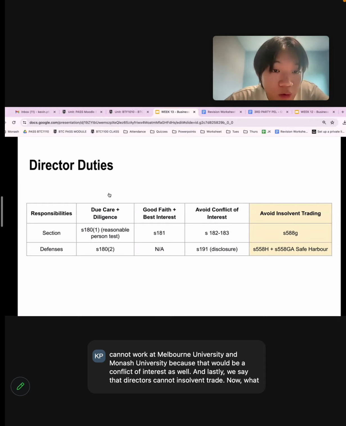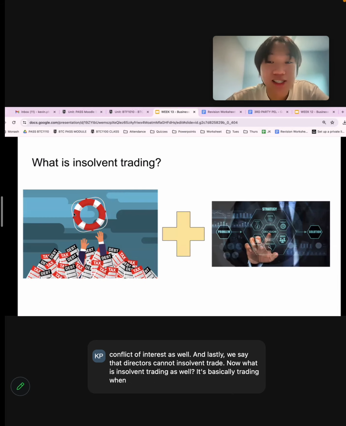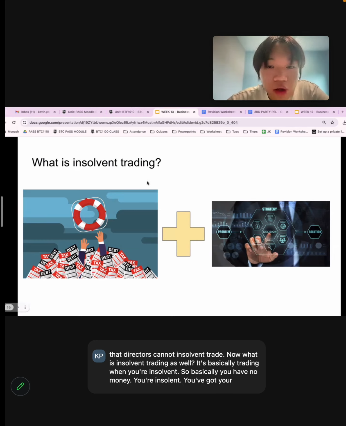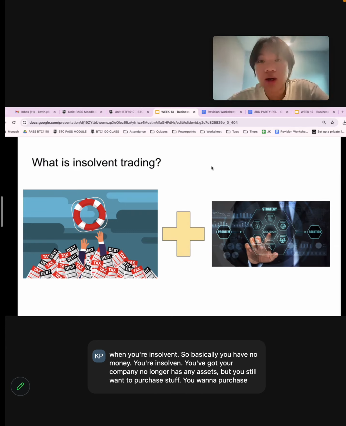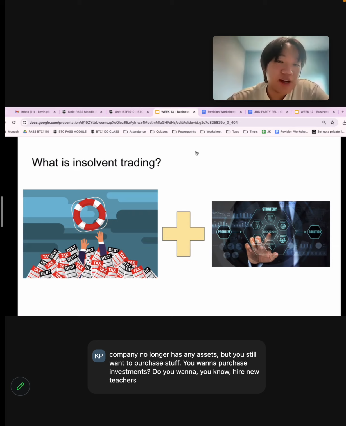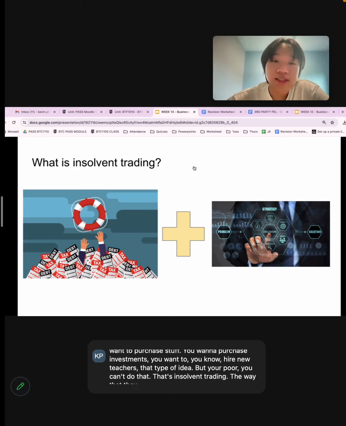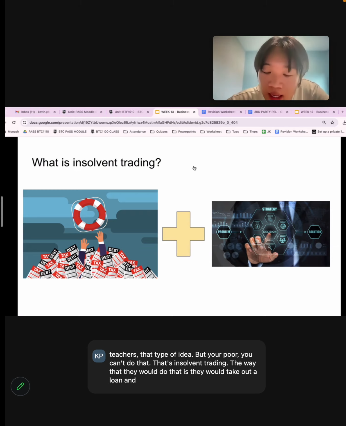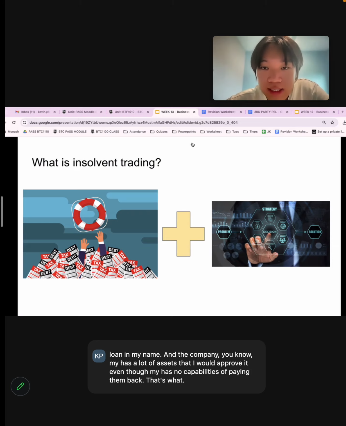Now, what is insolvent trading? It's basically trading when you're insolvent. So basically, you have no money, you're insolvent. Your company no longer has any assets, but you still want to purchase stuff. You want to purchase investments. You want to hire new teachers, that type of idea. But you're poor. You can't do that. That's insolvent trading. The way that they would do that is they would take out a loan in Monash's name. And the company, Monash, has a lot of assets, so they would approve it, even though Monash has no capabilities of paying them back. That's what insolvent trading is.